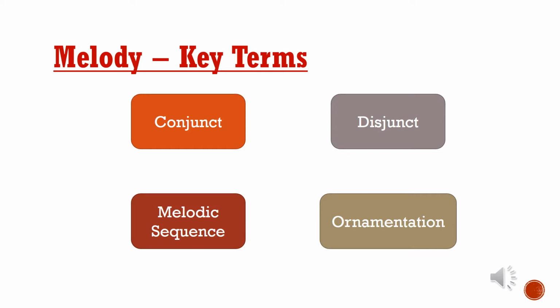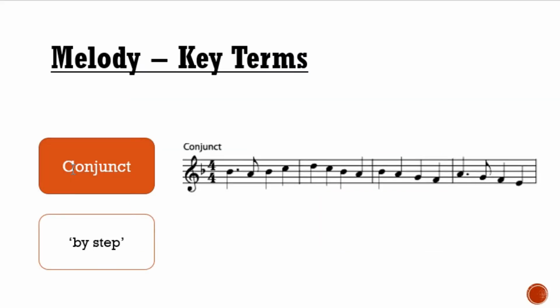So for melody, we're going to look at 4 key terms that we've done before in class. We're going to look at the term conjunct, the term disjunct, what a melodic sequence is, and we're also going to look at some ornamentation. So we're going to start with the term conjunct.